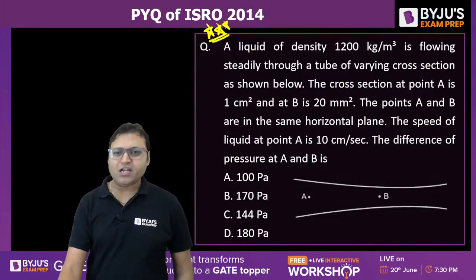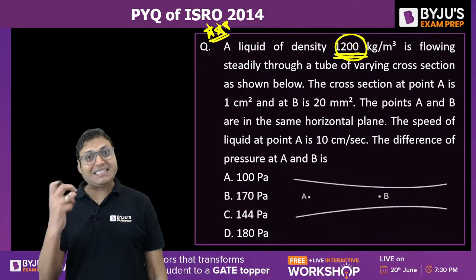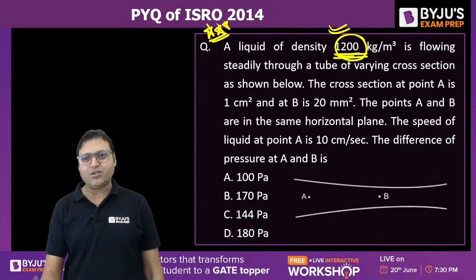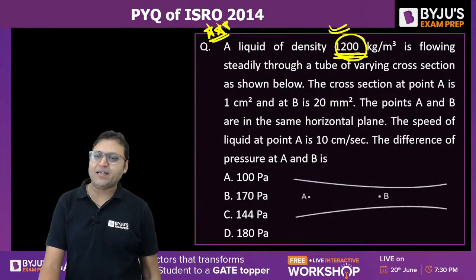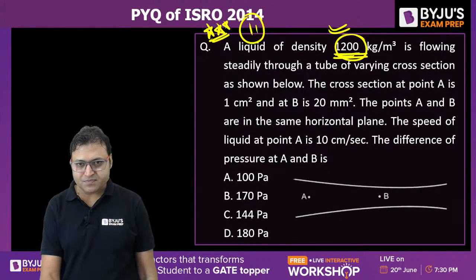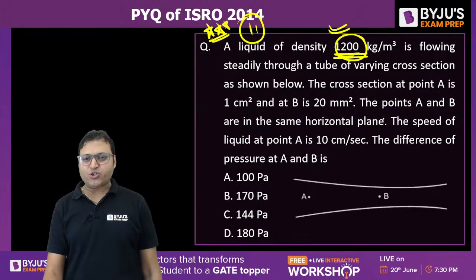So the next question: a liquid of density 1200. It is not water. Do not commit these silly mistakes. Do not assume the fluid to be water. You need to take the density to be 1200 kg per meter cube. This is question number 11. The liquid is flowing steadily through a tube of varying cross section as shown in the figure.